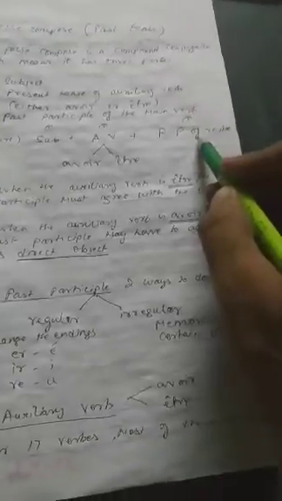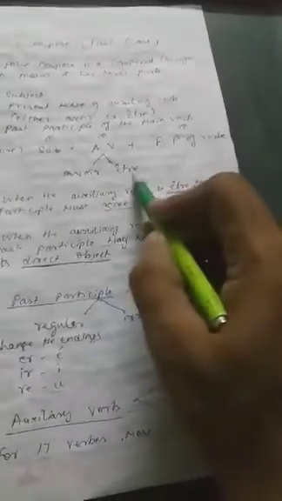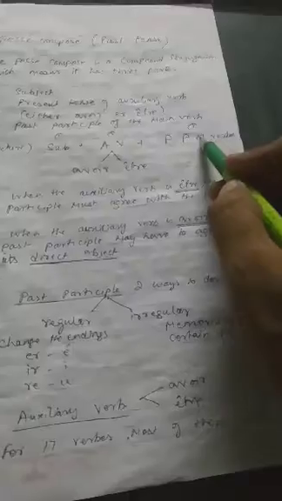How to select the auxiliary verb, avoir or être? That depends upon the main verb. Where avoir should come, where être should come, that depends upon the main verb. We'll discuss it later. இப்போ third part, second part auxiliary verb avoir or être. Third part வந்து past participle.